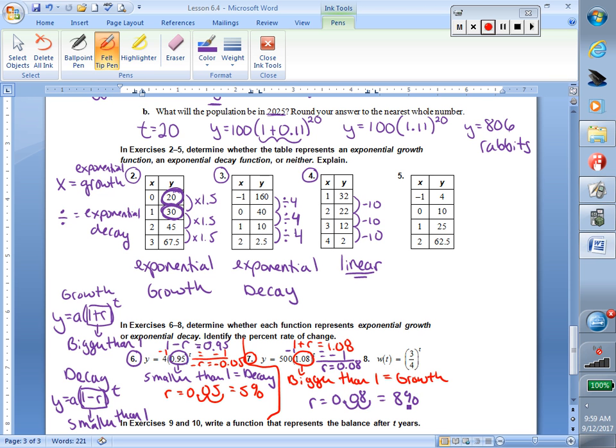If r equals 0.08, move the decimal point twice to the right and get your percent. So again, take a look at the number inside the parentheses. Smaller than 1, you're decaying. Bigger than 1, you're growing. To find that actual rate of decay or growth, you have to figure out either what you subtracted from 1 to get the number in parentheses, or what you added to 1 to get the number in parentheses.